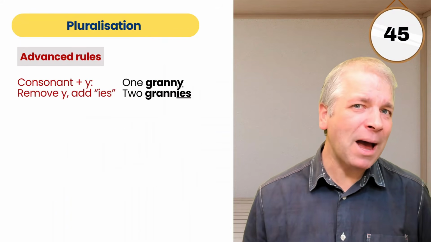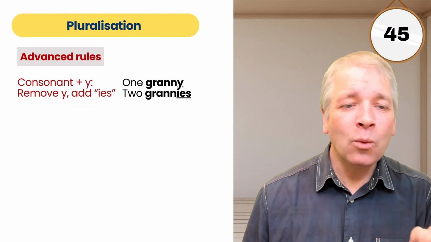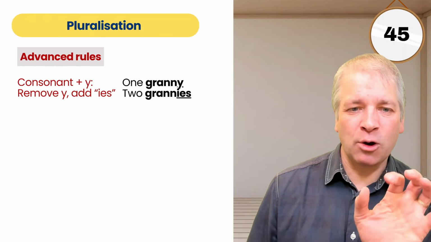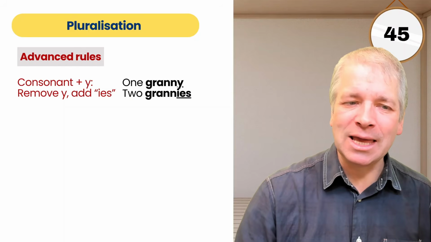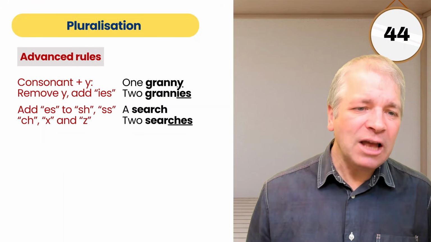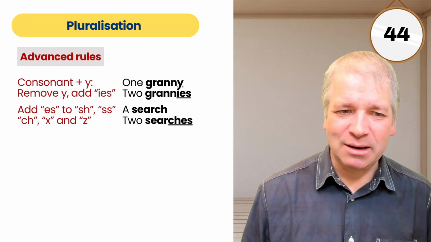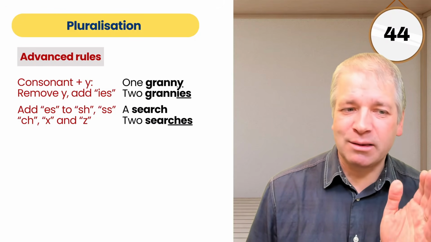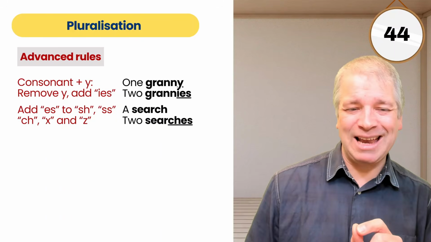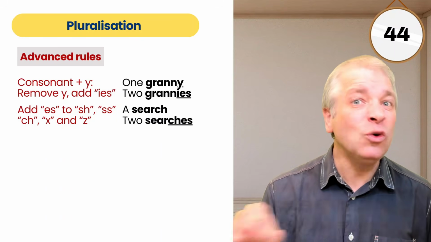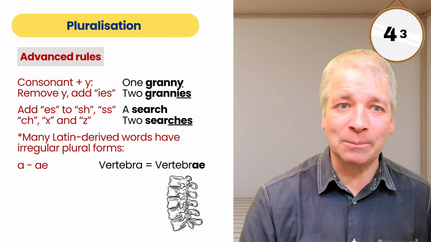Now, what about these endings? Well, sometimes with a Y, we'll add IES. So granny becomes grannies, take away the Y, add the IES. There's a range of sounds where we add ES at the end. So SH, SS, CH, X and Z all take ES at the end. So a search is 1, 2 searches, add ES, not an S because it's a CH ending.